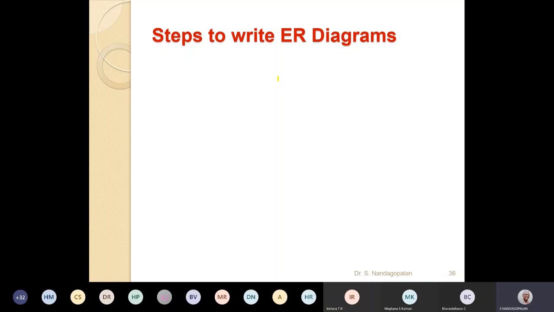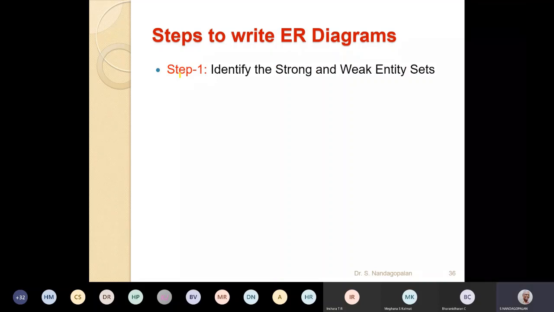So these are the guidelines suggested by me on how to write your ER diagram. Step 1. Step 1 is what? Identify the strong and weak entity set.